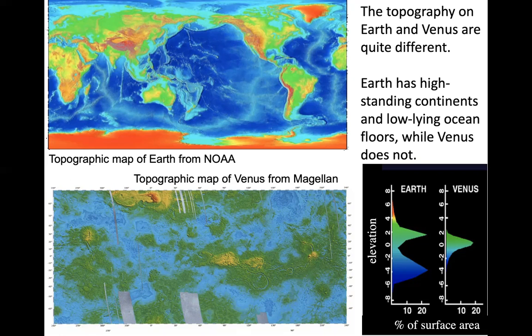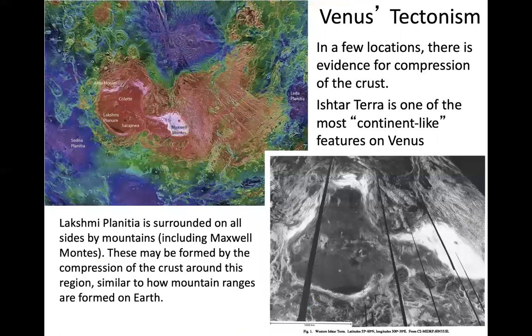Now, the dichotomy on Earth is due to plate tectonics. So this is indicating something's different again. And that persists if we start looking at specific geologic features. Now, some of these geologic features, particularly Ishtar Terra, look a lot like continents.